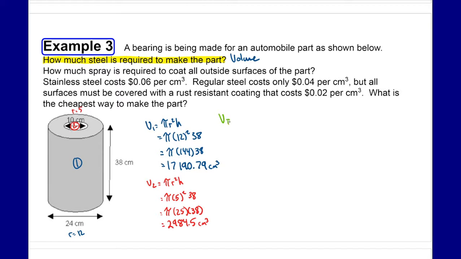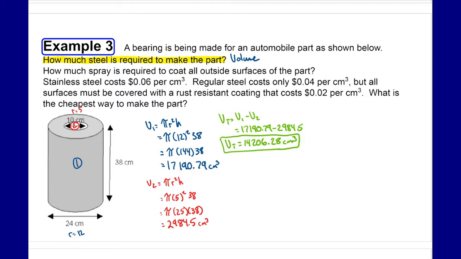And the total volume is going to equal the overall volume minus the cylinder that's missing: 17,190.79 minus 2,984.5, and left then 14,206.28 centimeters cubed. So that is the total volume. So that is how much steel is required.